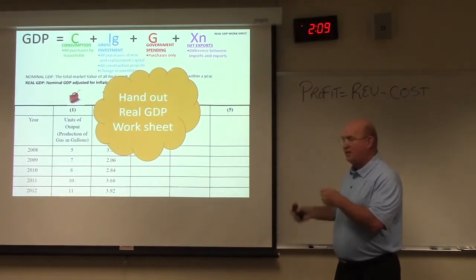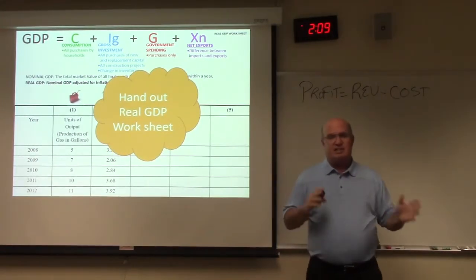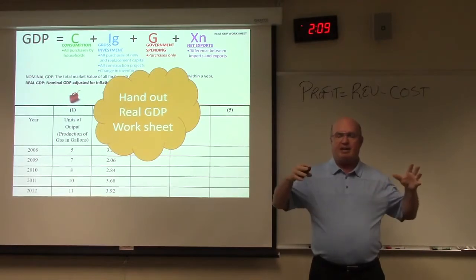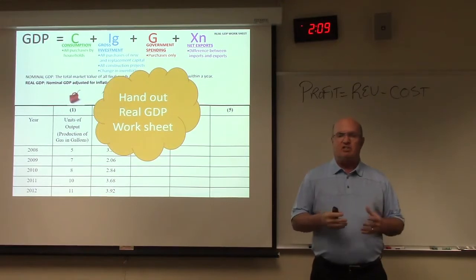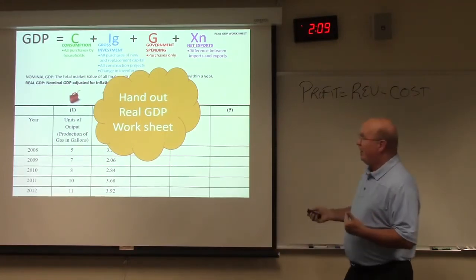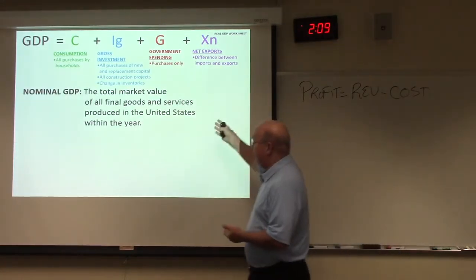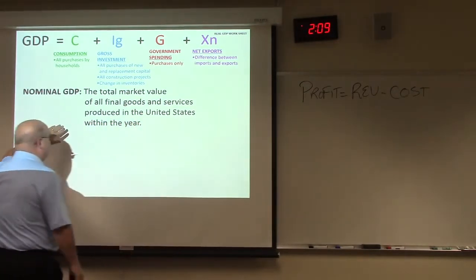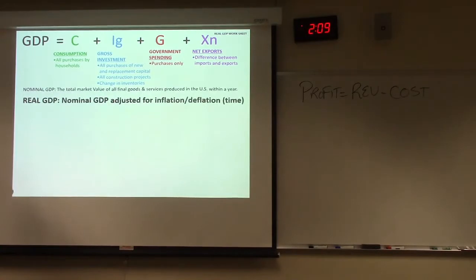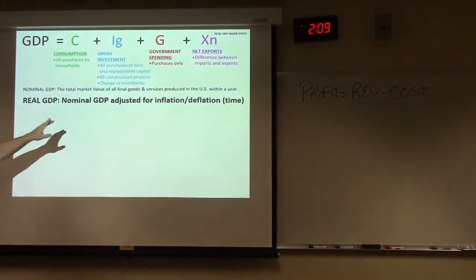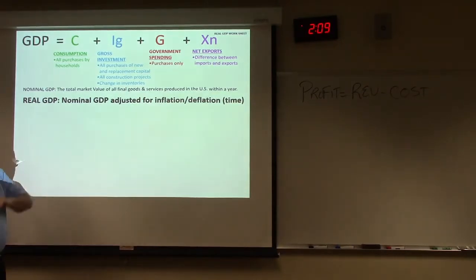So grab out this worksheet, and we're going to see how we can focus so that we can compare everything year to year. So we're comparing apples to apples instead of apples to oranges. Okay, so nominal GDP is the total market value of all final goods and services produced in the United States within the year. Real GDP is nominal GDP adjusted for inflation or deflation over time.